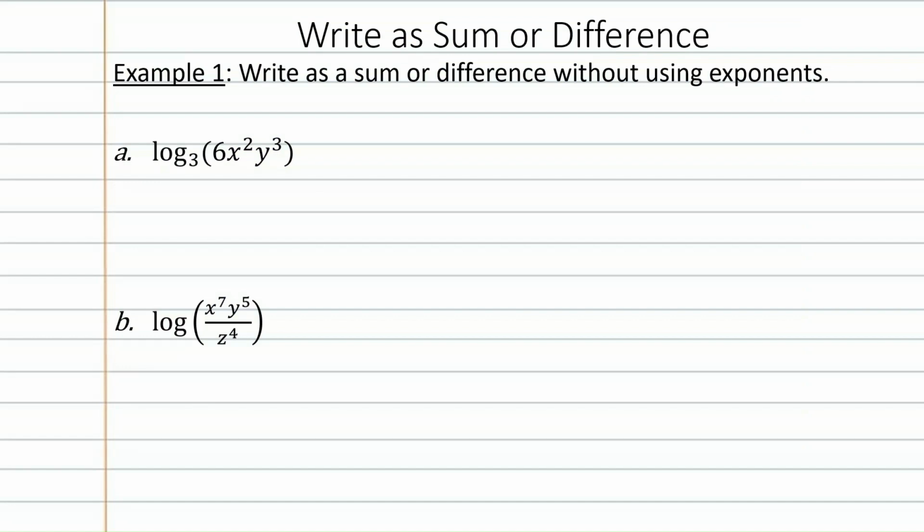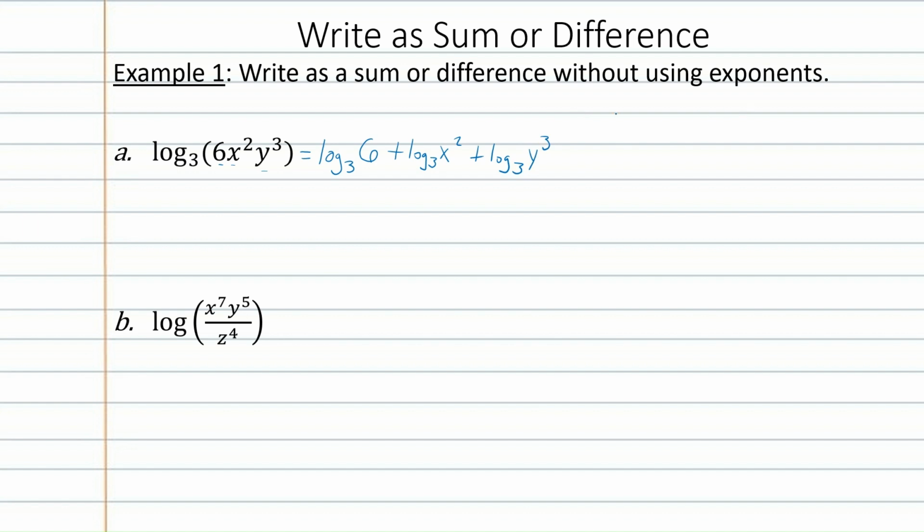So let's look at some examples. Example 1 says to write as a sum or difference without using exponents. So let's see if we can go through this. Now we have the log base 3 of 6 times x squared times y to the third. We have multiplications going on here. So in order to split up these multiplications, I can turn each of these into an addition. So this is the log base 3 of 6 plus the log base 3 of x squared plus the log base 3 of y to the third.